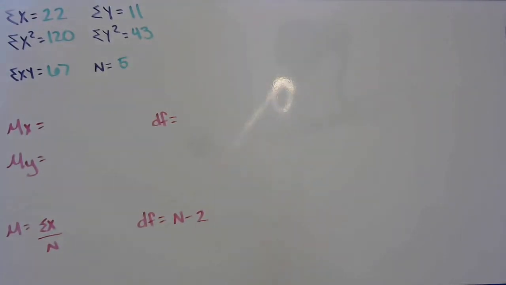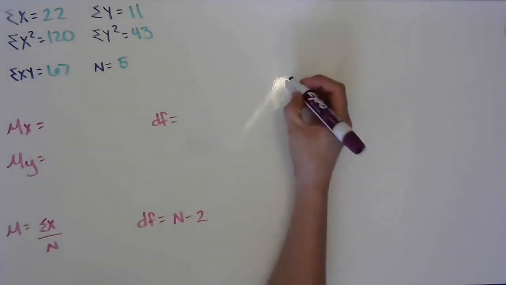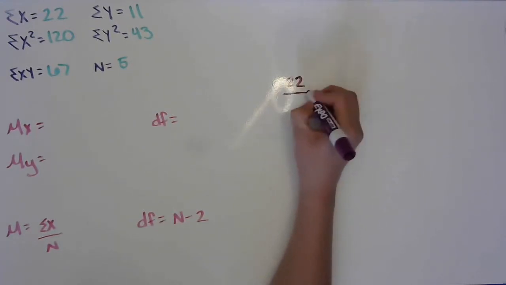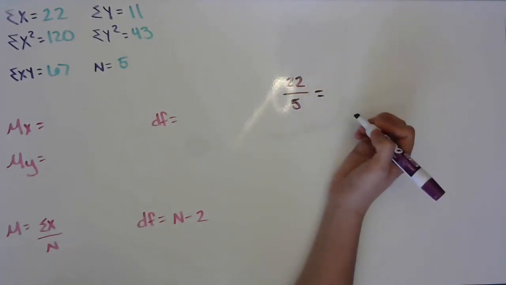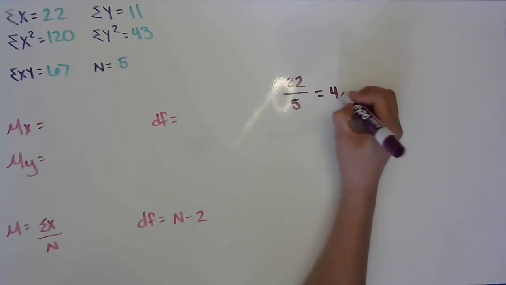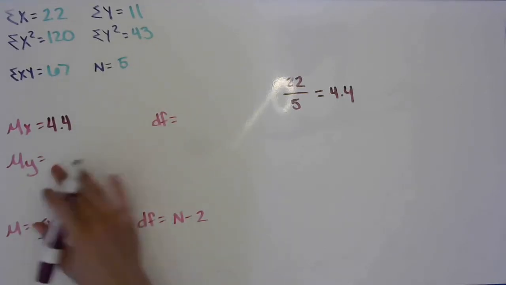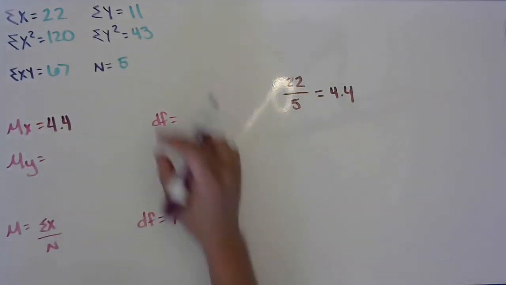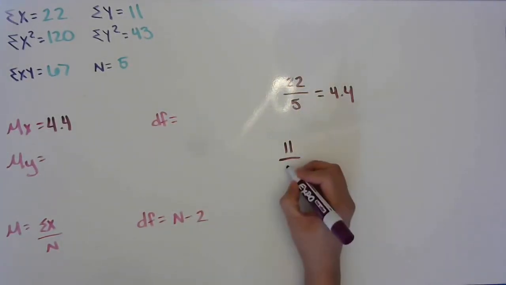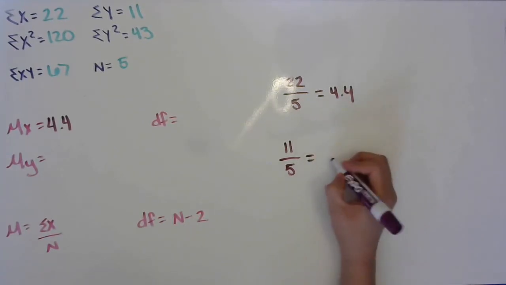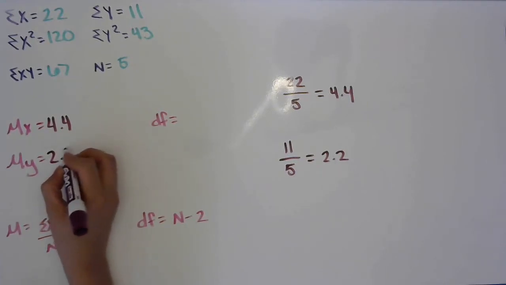So now we have all the information that we need to go ahead and actually start plugging numbers in and working out our formulas. So let's go ahead and find the mean for the X column. So we are going to take ΣX, which is 22, and we're going to divide that by our n value, which is 5. So when we divide 22 by 5, that's going to give us 4.4. Okay, so our MX is going to be 4.4. Okay, so now let's do MY. So we're going to do the same thing, but with the ΣY value. So we have the value of 11 divided by 5 once again, and that is going to give us 2.2. So now our MY value is 2.2.